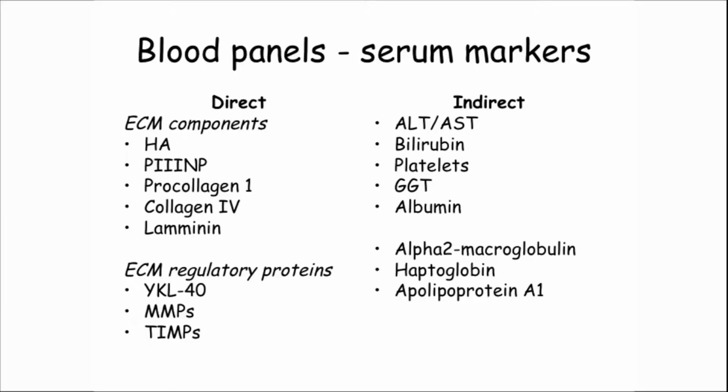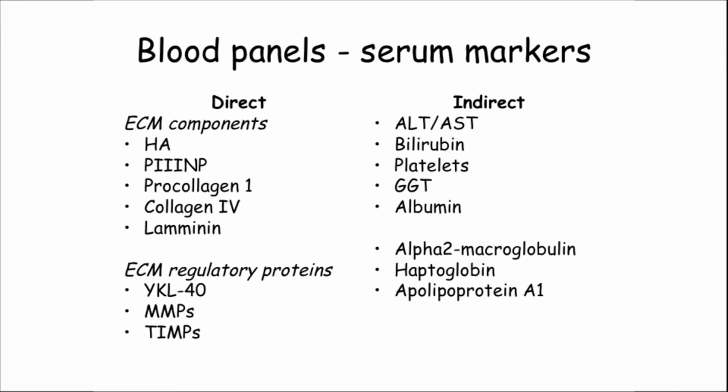So what about the blood panels? What can we do, and how can we make things better by not doing liver biopsies? These are the so-called serum markers, and what they do is use extracellular matrix components and regulatory proteins together with a few indirect markers of liver damage.